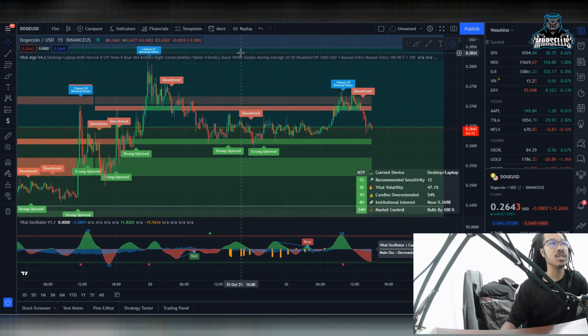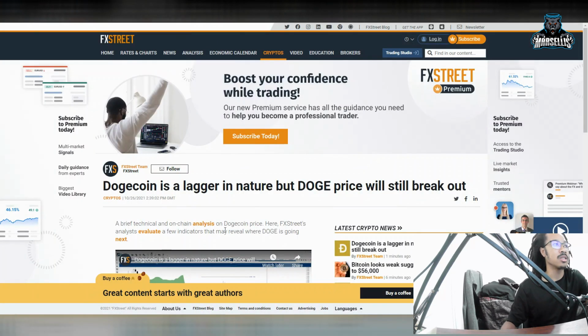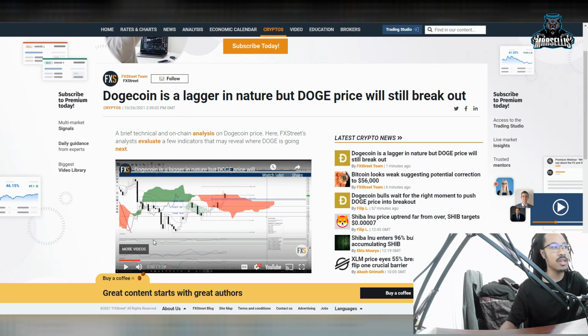So we might actually see Dogecoin break out above 28 cents. I mean, it's not far-fetched. You know, it could happen. But something really important that I read about with Dogecoin is this that FX Street just now released. And shout out to FX Street if you guys want to check out their website, fxstreet.com, or their YouTube channel, FX Street, on YouTube as well.